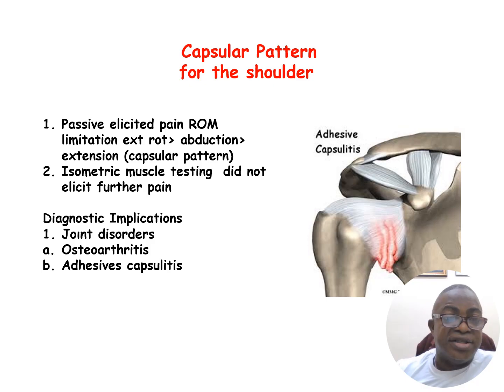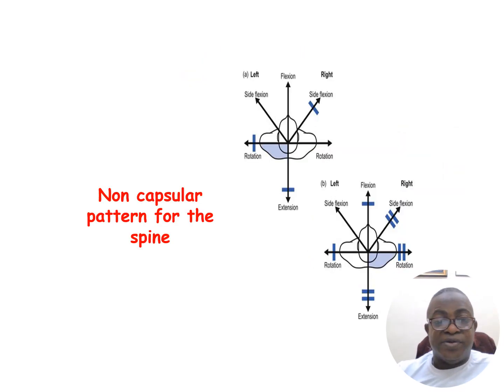External rotation, lateral rotation will be the mostly limited movement, followed by abduction, followed by medial rotation. And if you get that, it's an indication that the lesion is coming from the joint. It could either be what? Osteoarthritis, or it could be adhesive capsulitis.